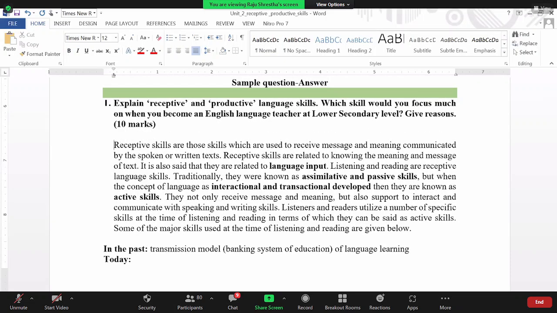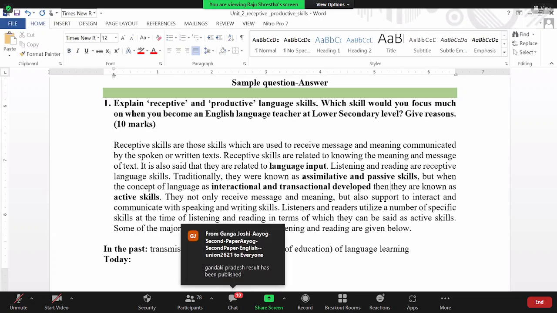यति लेख्दा राम्रै होला. Receptive skills are those skills which are used to receive message meaning communicated by the spoken or written text. Receptive skills are related to knowing the meaning and message of the text. It is also said that they are related to language input. Listening and reading are receptive language skills. Traditionally, they were known as assimilative or passive skills. But when the concept of language is interactional and transactional developed, then they are known as active skills.